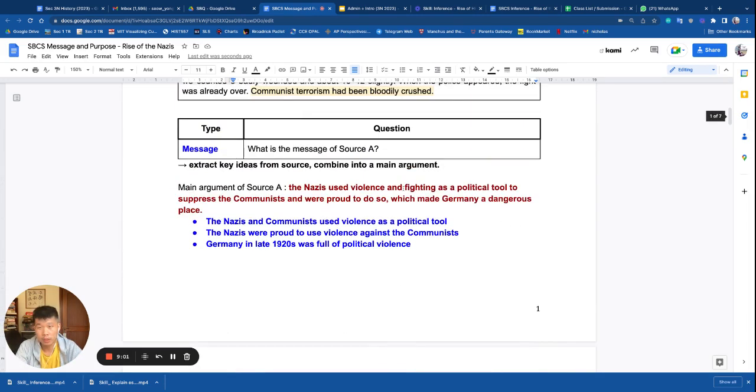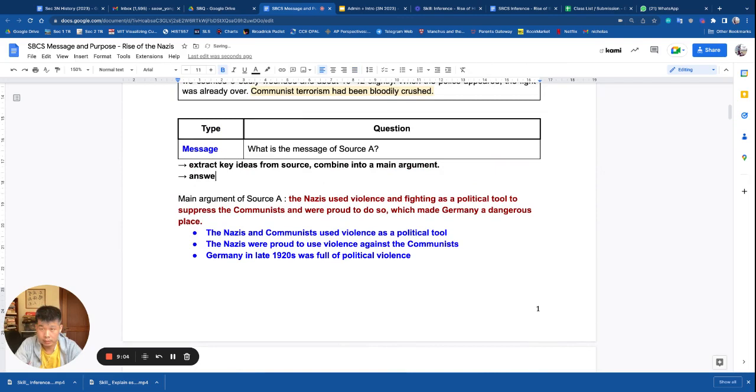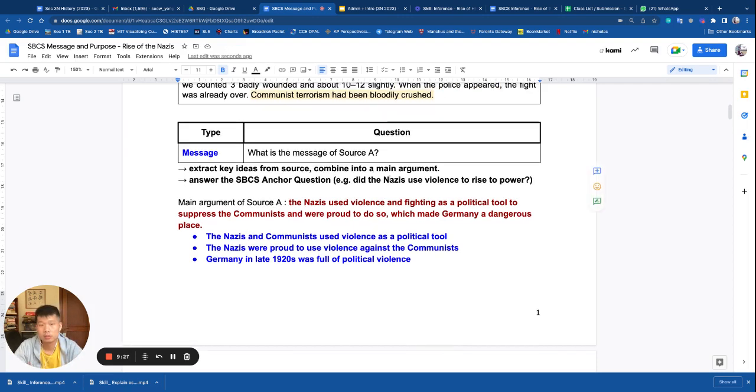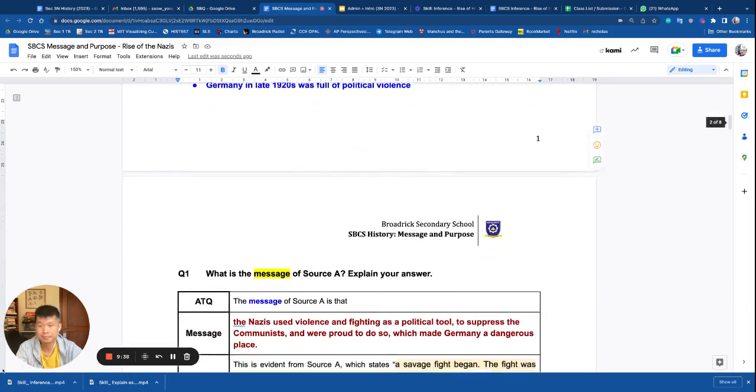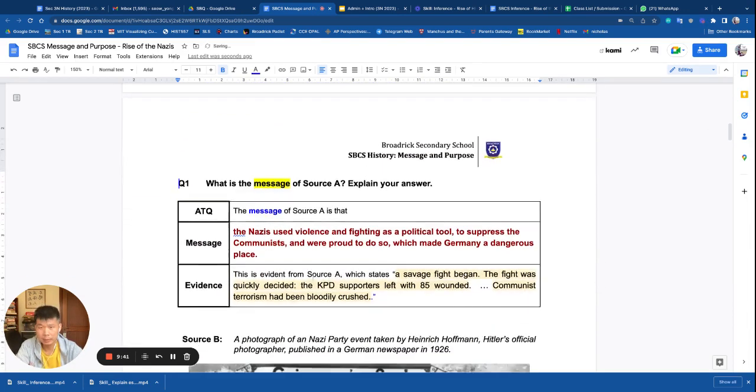So another trick is, okay, maybe you can write it down. Answer the SBCS anchor question. So for example, if the source-based question, the anchor question, the main topic was something like, did the Nazis use violence to rise to power? Then your message would start by saying, the Nazis used violence to rise to power because. So you start with the anchor question. The Nazis did use violence to rise to power because or by, and then you continue using ideas from the source. So these are just some tricks on approaching the message question. Okay. So that's done with question 1.